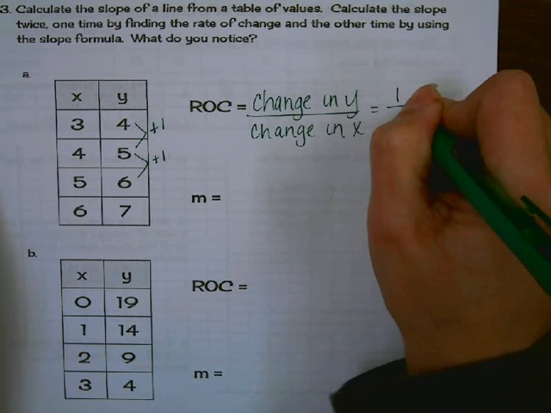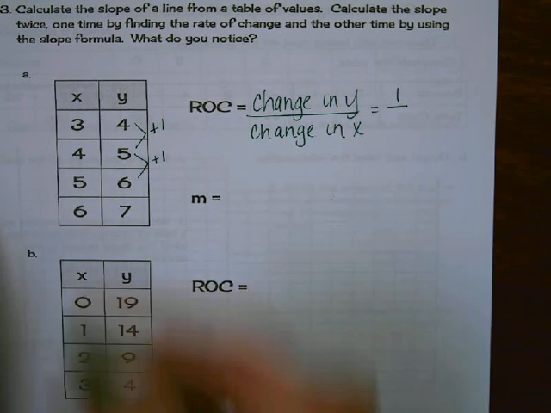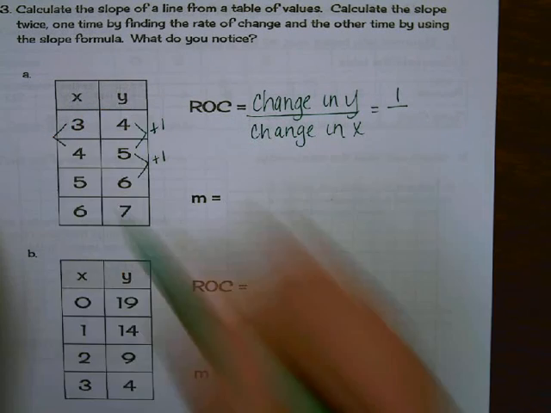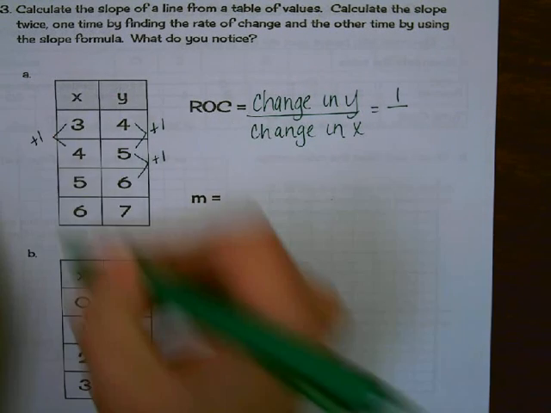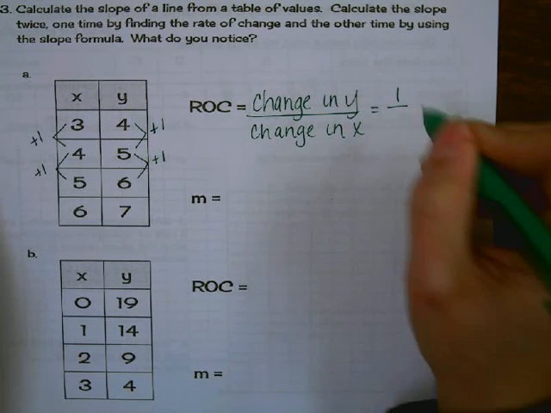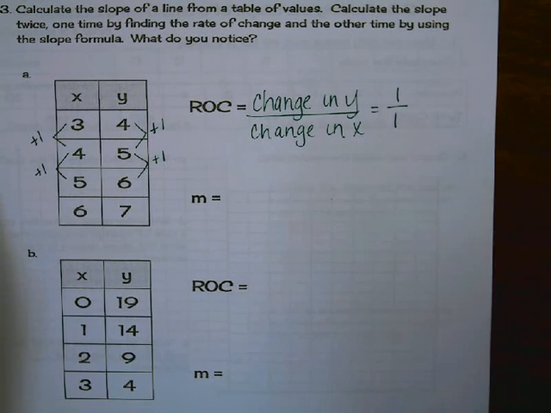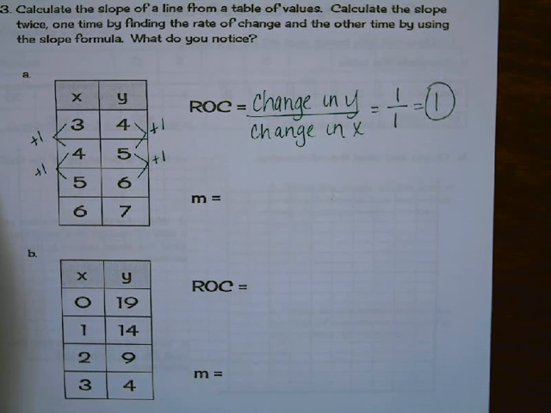But then I have to check those exact same points to find my change in x. So I look to see, well, how did I go from 3 to 4? I added 1. How did I go from 4 to 5? I added 1. So my change in x is 1. So 1 divided by 1 gives me the answer of 1. So my rate of change in this table is 1. So now I need to go and check my slope.